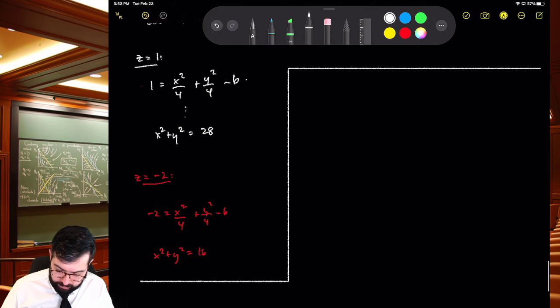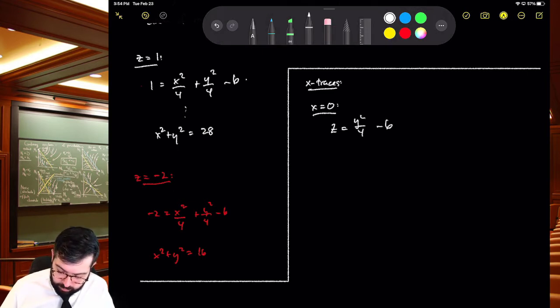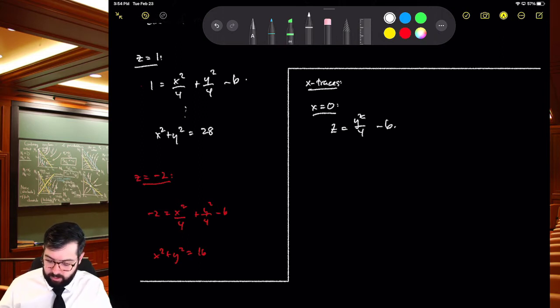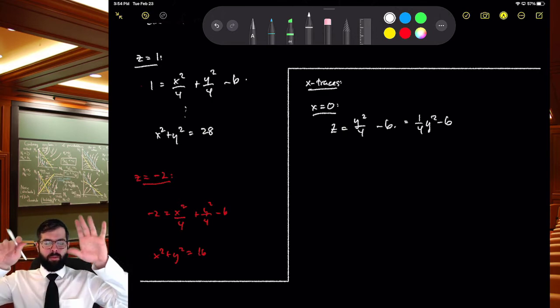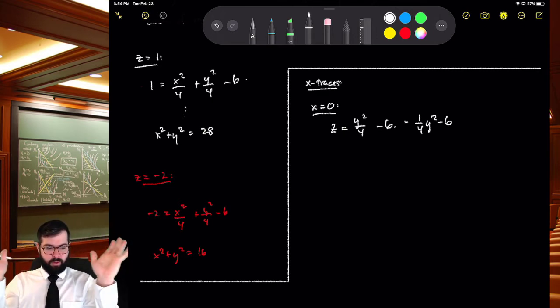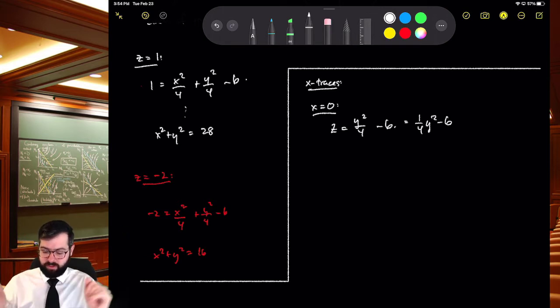Let's just take a look at the x traces. So let's say x equals 0. Then this thing is just y squared over 4 minus 6, which essentially is a parabola that's been shifted down, right? This is really 1/4 y squared minus 6. So it's a parabola that's bowed out a little bit. It's scaled down, so it's a little bit flatter, and then it's been shifted down by 6.